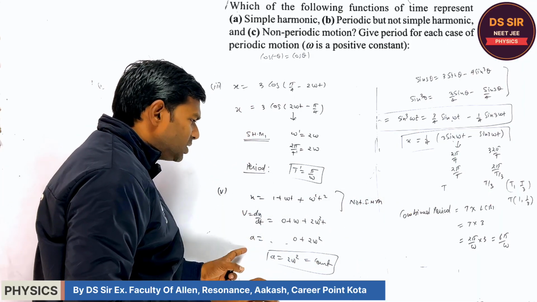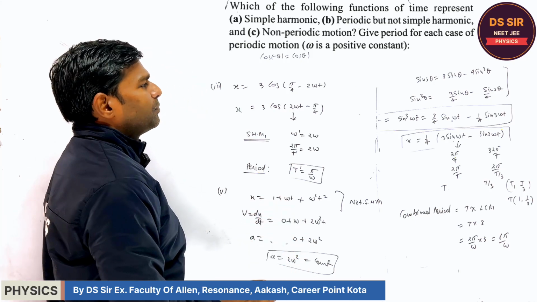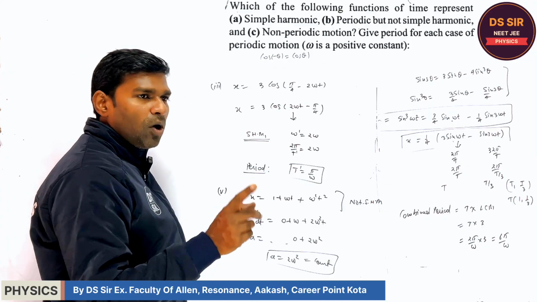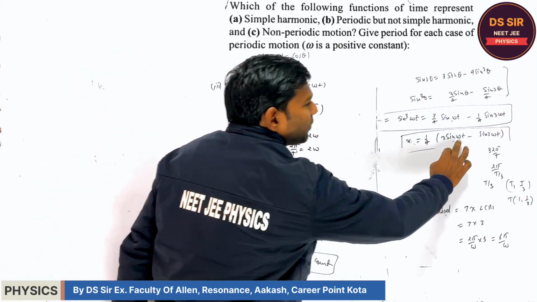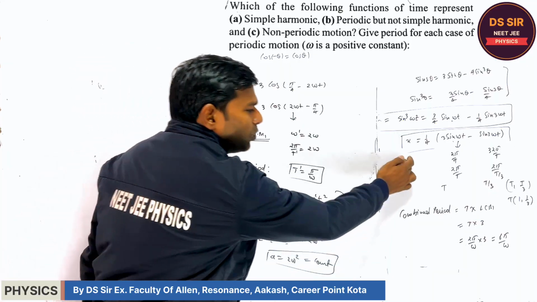Without finding velocity and acceleration, simply you can say it because the acceleration is only and only the combination of sine and cosine terms of the same frequency. If different frequencies are there, then it is periodic, not SHM. And how to find the period?